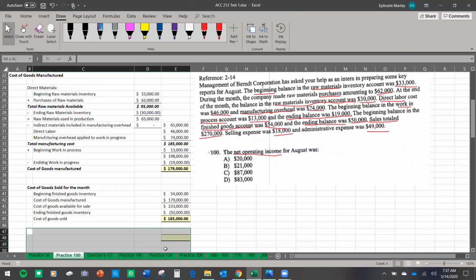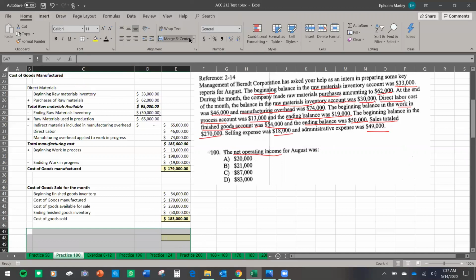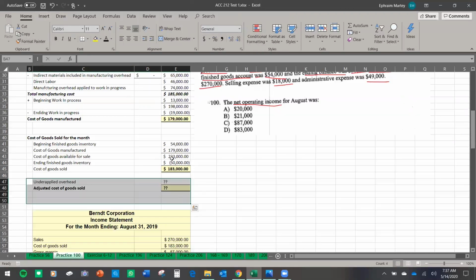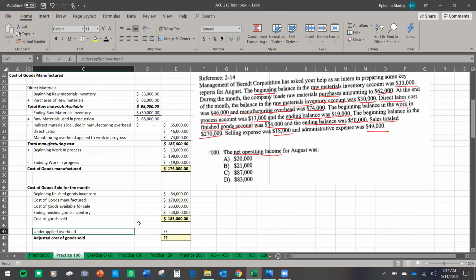I have asked a few questions here. So we know the format in your book has underapplied and overapplied overhead. In this case, we don't have any underapplied or overapplied here. So when you get here, you stop. If there's no underapplied or overapplied, you stop here. There's nothing you put here. You don't have to adjust the cost of goods sold unless there's underapplied or overapplied. So here you stop. That is your cost of goods sold, 183,000.